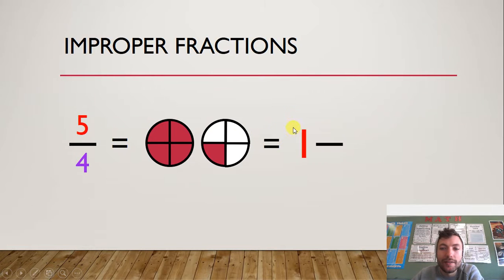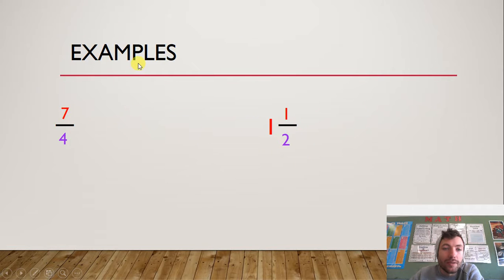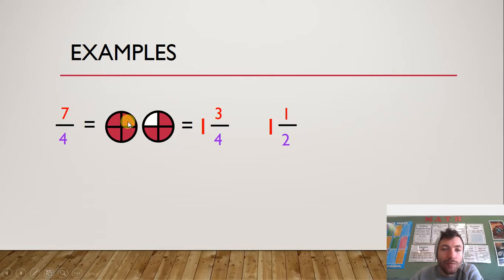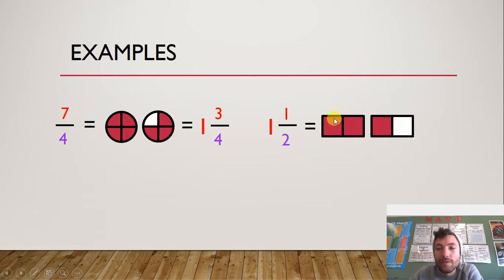We can write this as 1, so we can see we've got 1 whole, and then we have 1 over 4. So that's another way we can write it. So let's look at some examples. 7 over 4, so we have 4 lots there, and then we have another 3, which makes 7. Which means we have 1 and 3 over 4. If we go the other way, here we have 1 and 1 over 2, or 1.5. So we have 1, and then we have 1 more, which we can say is 3 parts in total, and there's 2 in 1 lot. So that's just looking at some improper fractions.